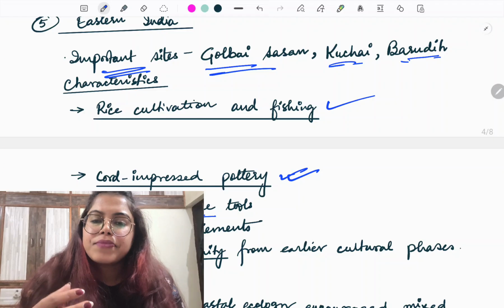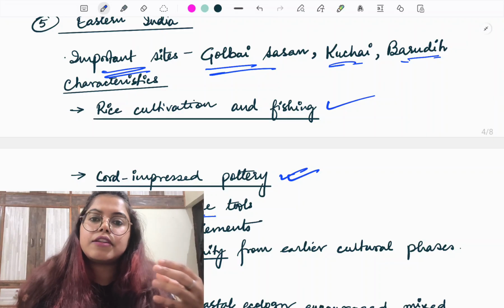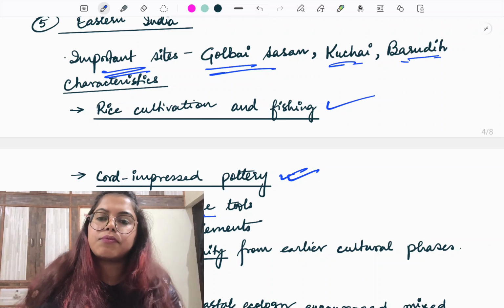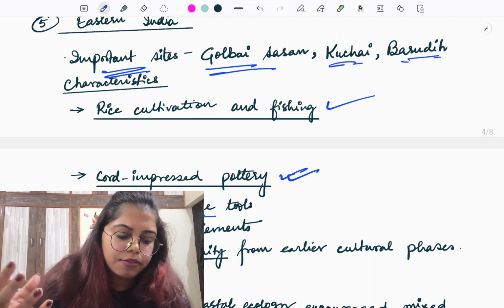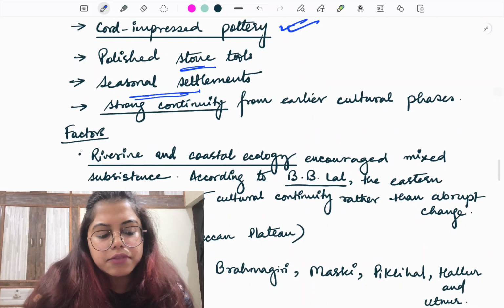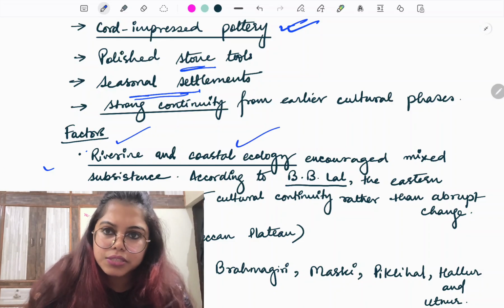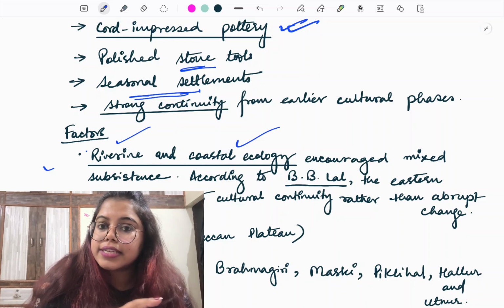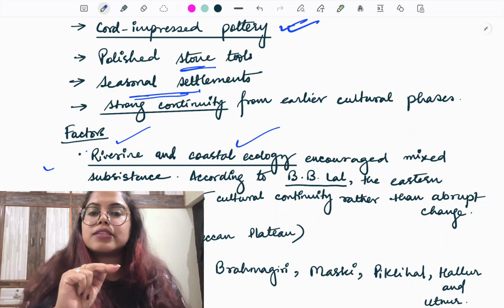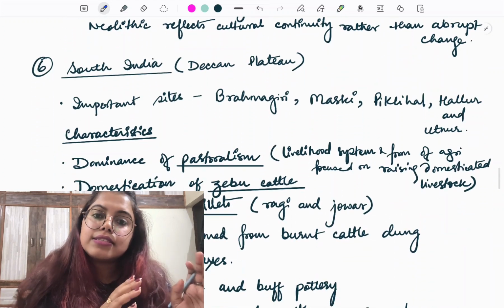There are seasonal settlements. See, most of these regions have seasonal settlements because naturally available resources are so much that they want to get access to those resources frequently. So what they do is they avoid building kind of permanent settlements as such. And then also we have strong continuity of earlier cultural practices and Mesolithic practices. The factors same. We have riverine and we have coastal ecology. So when I talk about Gangetic Valley and Eastern India, I have differentiated them into two categories because Gangetic Valley mostly refers to the upper and the middle Gangetic Valley, middle Gangetic area, and the lower Gangetic area is generally categorized as Eastern region.